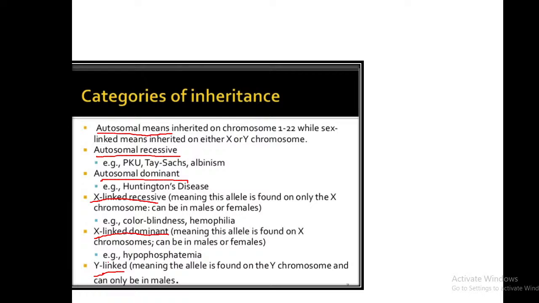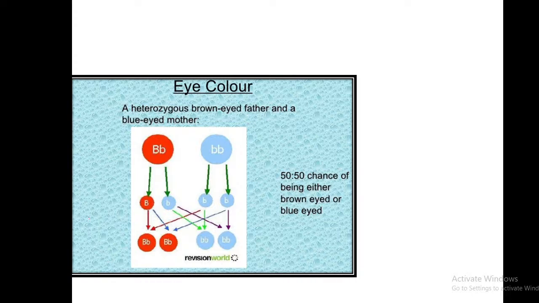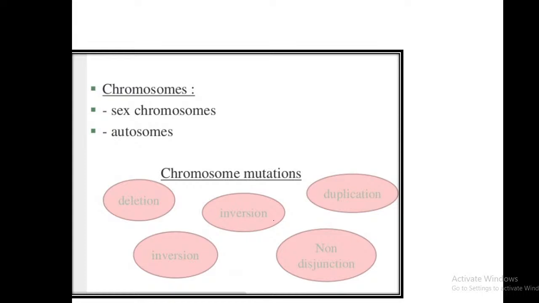We'll talk about one and we'll conclude. This is an inheritance pattern, how we draw. If this is heterozygous and that is homozygous, the inheritance pattern is 50%. This is heterozygous and homozygous related to eye color. Now, the chromosomes are of two types: there are sex chromosomes and autosomes.